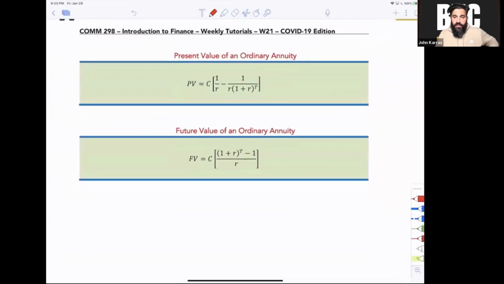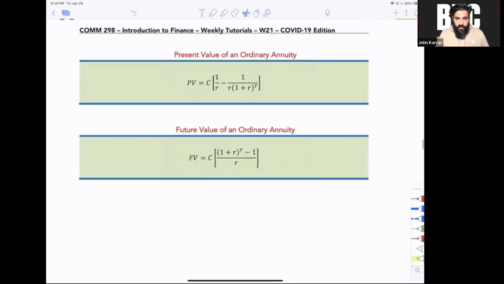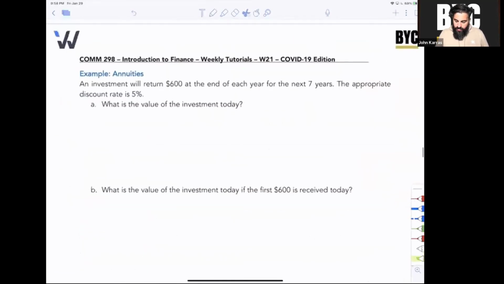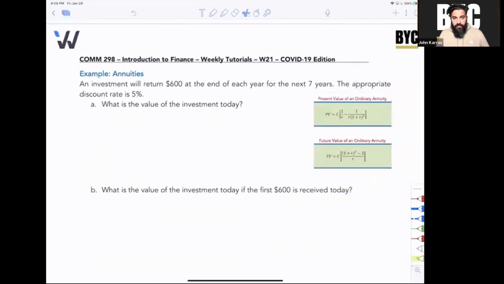The first is to find the present value of an ordinary annuity. The second one, of course, is to find the future value. They look almost the same, so make sure you spot the differences. I'm just going to copy these and bring them down with me to the following question. So let's do our first exercise on that.